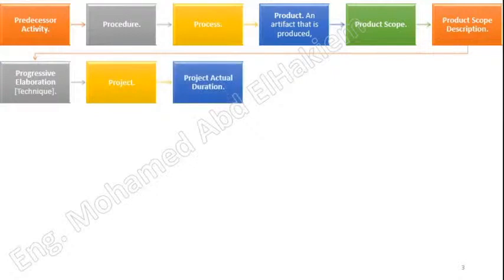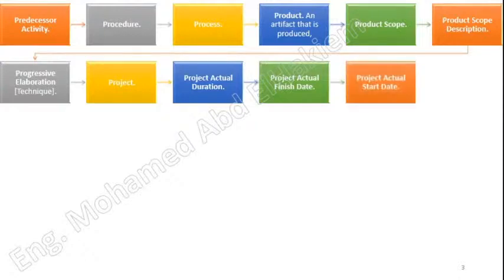Project actual duration. The total number of work periods in calendar units between the project actual start date of the project and either the data date of the project schedule, if the project is in progress, or the project actual finish date, if the project is complete. Project actual finish date. The point in time associated with the activity actual finish date of the last scheduled activity in the project. Project actual start date. The point in time associated with the activity actual start date of the first scheduled activity in the project.